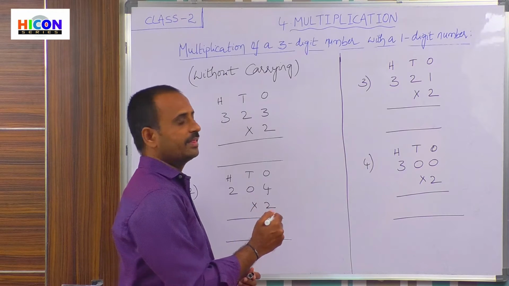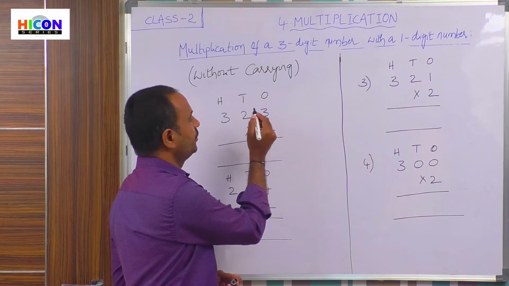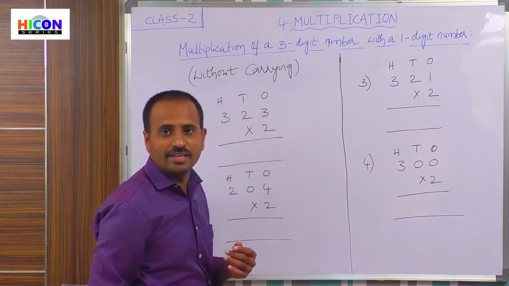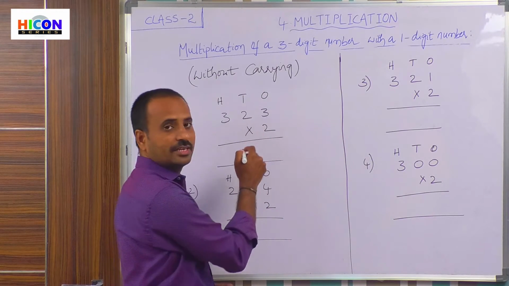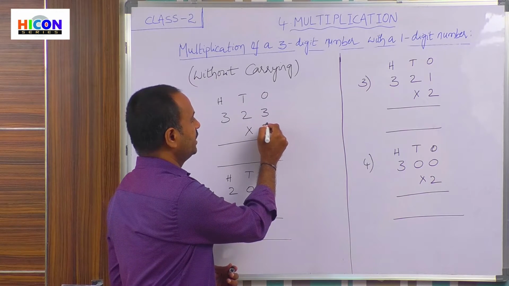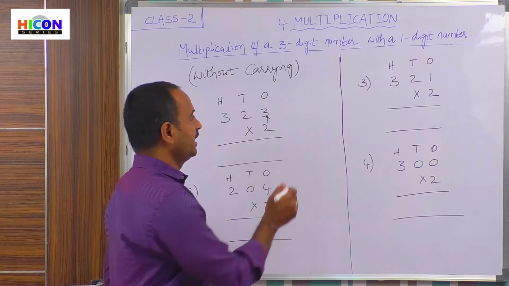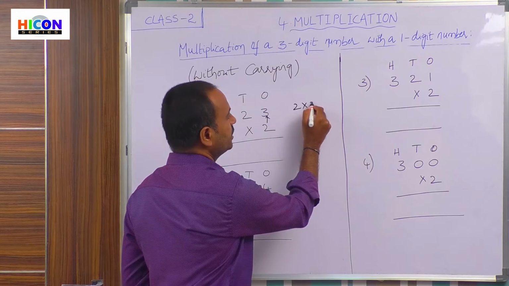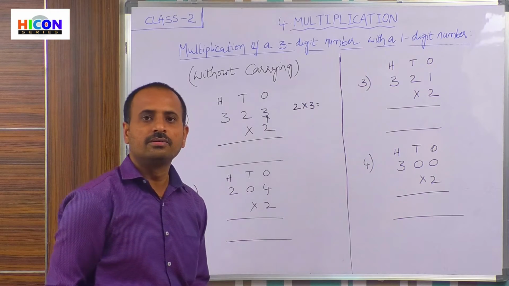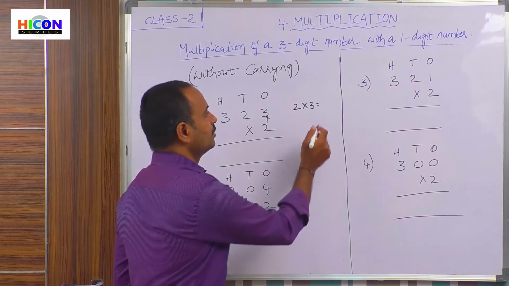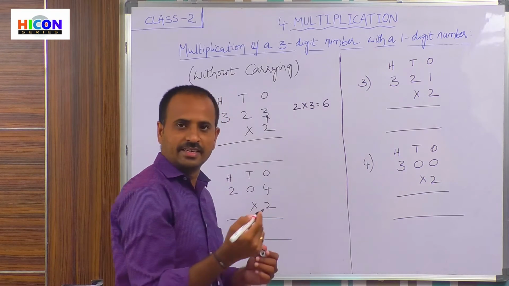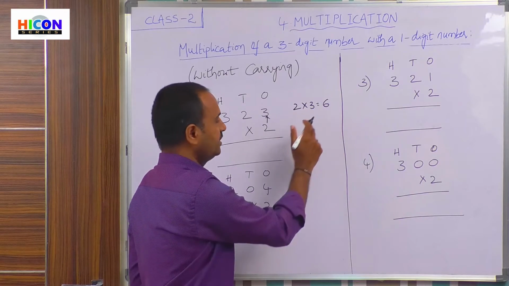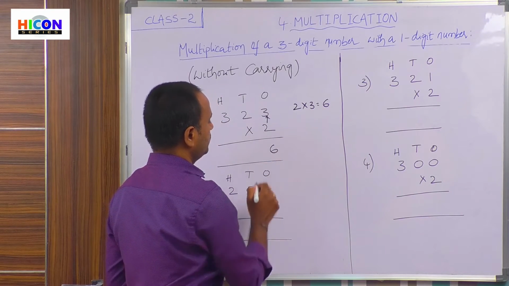So first multiply the digit present in ones place with 2. Which digit is present in ones place? 3 is present in ones place. So multiply 3 with 2. That is 2 into 3. Children, how much is 2 threes? 2 threes are 6. And 6 is a single digit number. Write 6 under ones place.